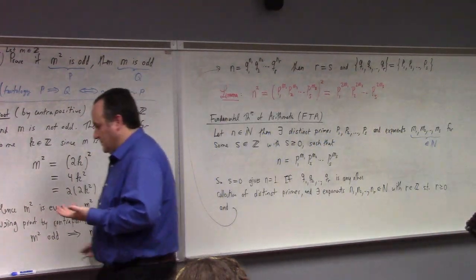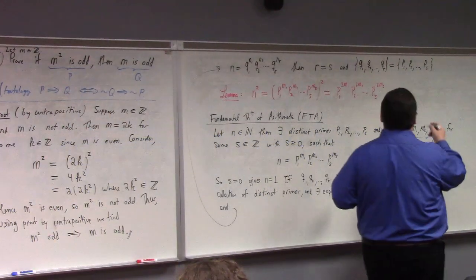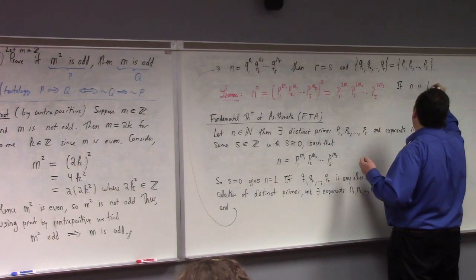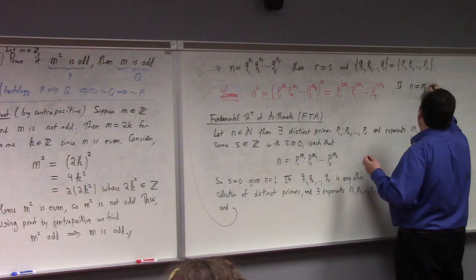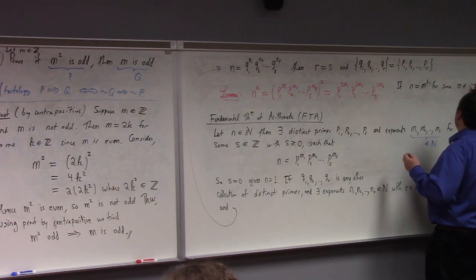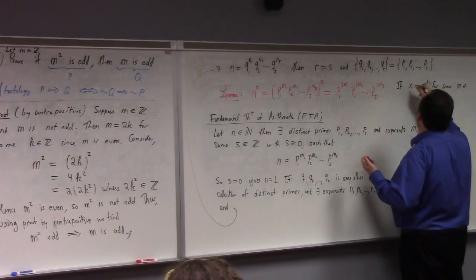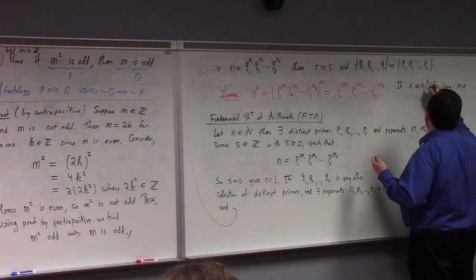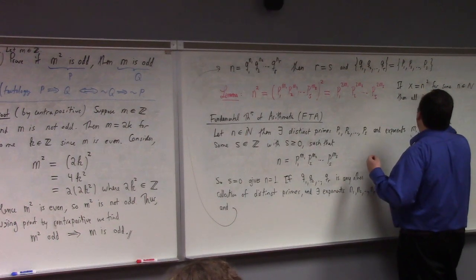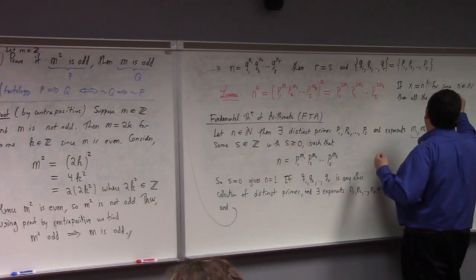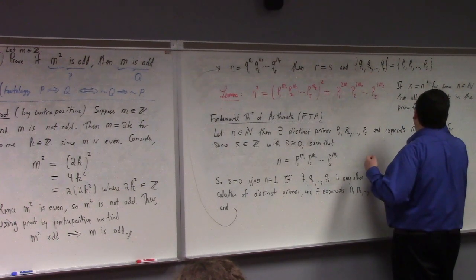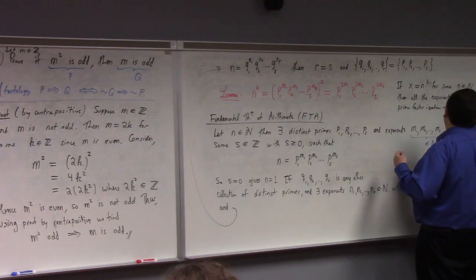Let me put this into words. If x is equal to n squared for some n in the natural numbers, then all the exponents in the prime factorization of x are, fill in the blank.